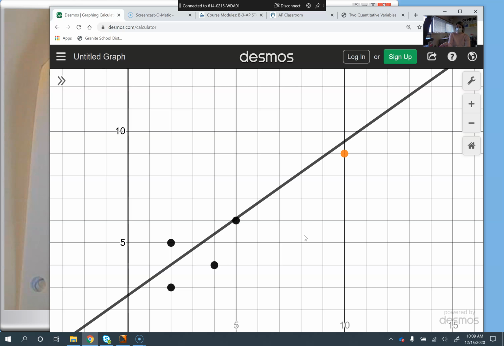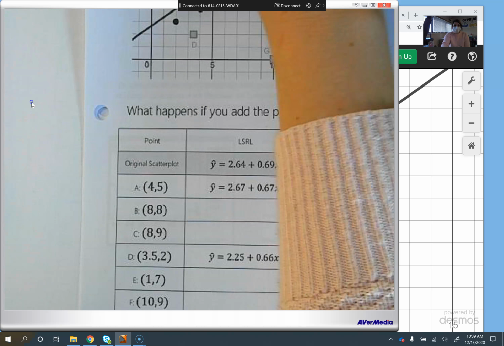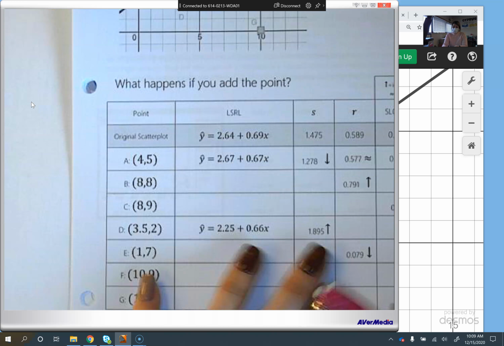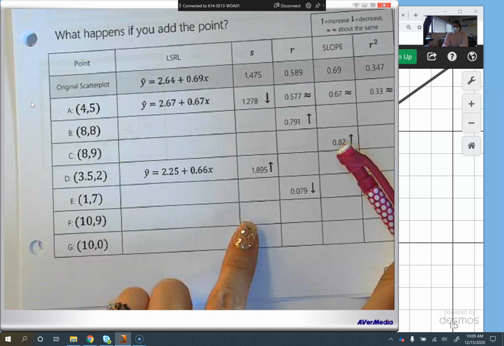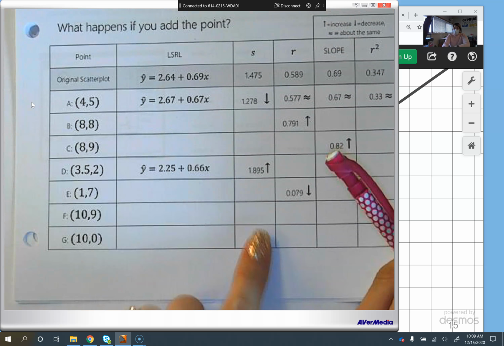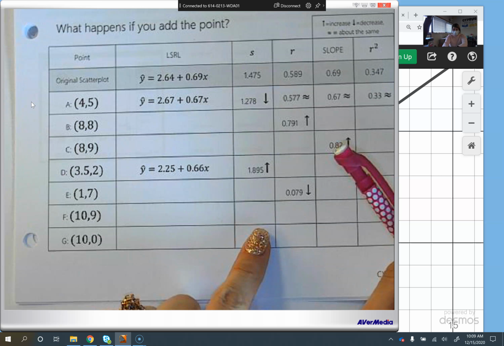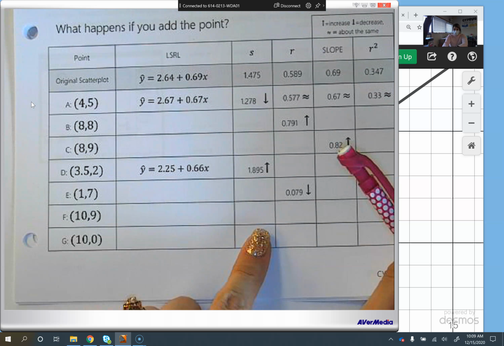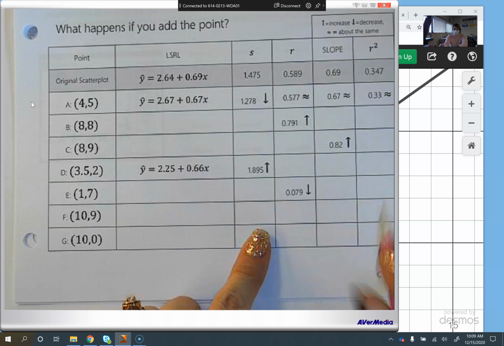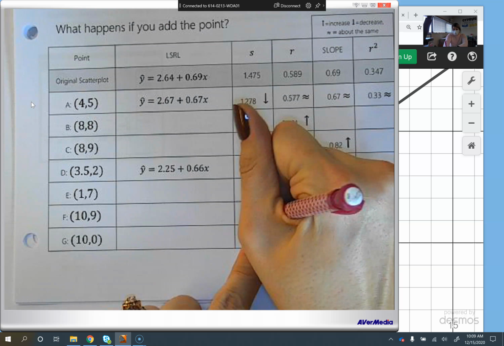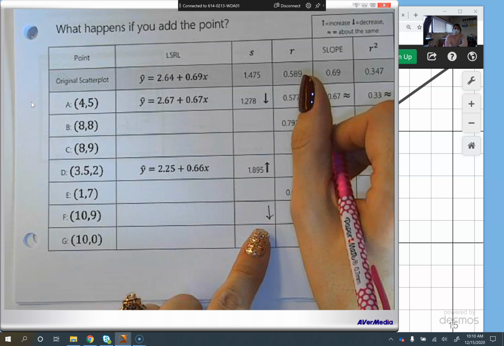Well, let's make some predictions. So in our table, let's just quickly make some predictions about what we think will happen. We are going to skip the line because we're not going to predict the line, but let's see. What do we think is going to happen to S? Increase, decrease, or stay the same? Decrease? Why? Because it's very close to the prediction line.